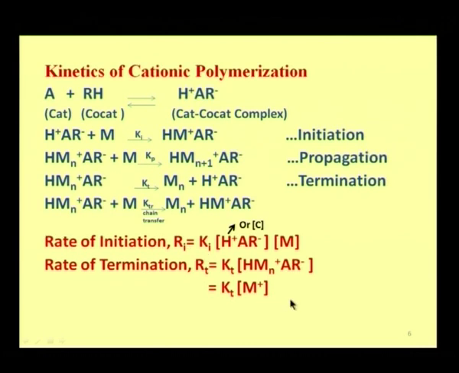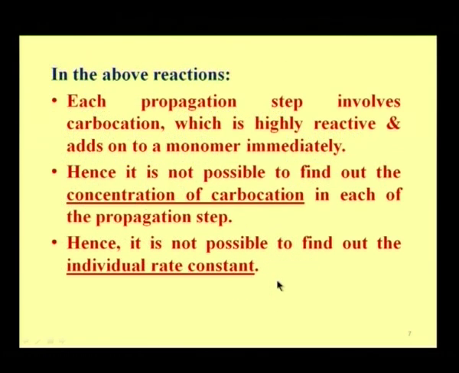So, having got this Ri and Rt, each of the propagation steps in the above reactions basically involves what is called the carbocation, the C plus ion, which is very highly reactive and also adds on to another monomer immediately when there is a presence of monomer in the reactor vessel. Hence, it is not possible to find out the concentration of the carbocation that is formed at each and every step in the propagation. And it is also not possible to find out the individual rate constant with respect to the carbocation.